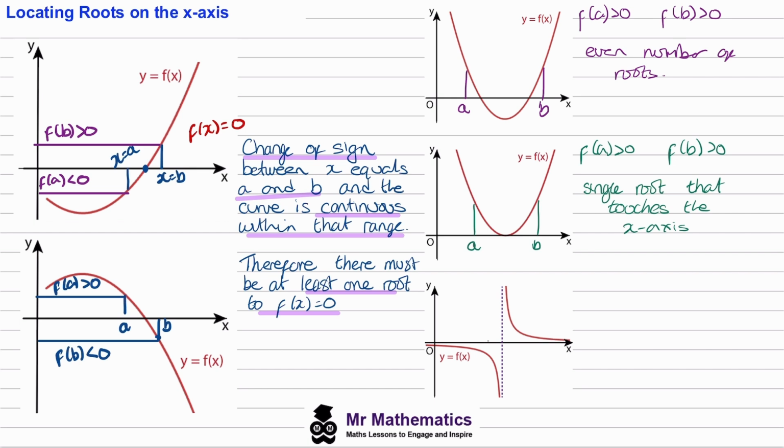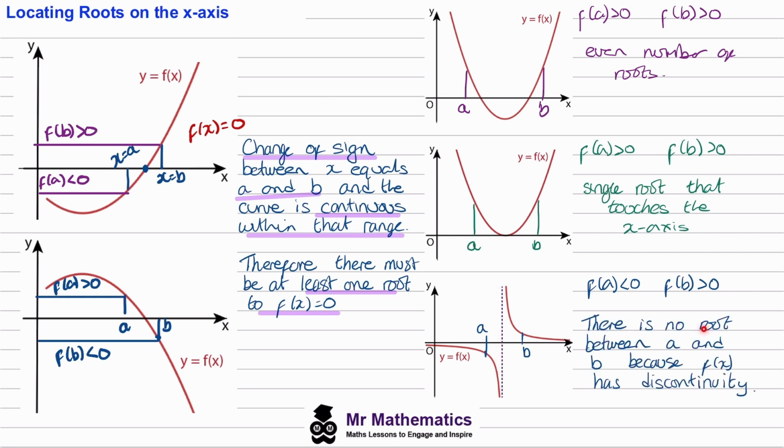And the third condition, if we pick this value of a and this value of b, well, f of a is less than 0 and f of b is greater than 0. So you might conclude that there is a root. But you can see that the curve is broken between the 2 points. So what we say is, there is no root between a and b because f of x has a discontinuity. You can see that the curve is not continuous between this point. Here it shoots off down to negative infinity, it's undefined, and here it shoots off to positive infinity, again it's undefined. So this happens when you divide by 0.